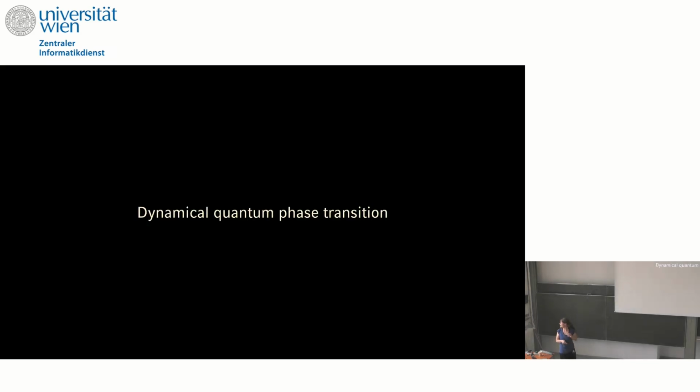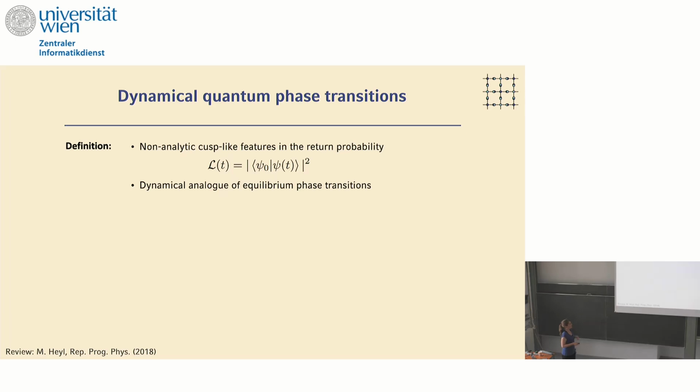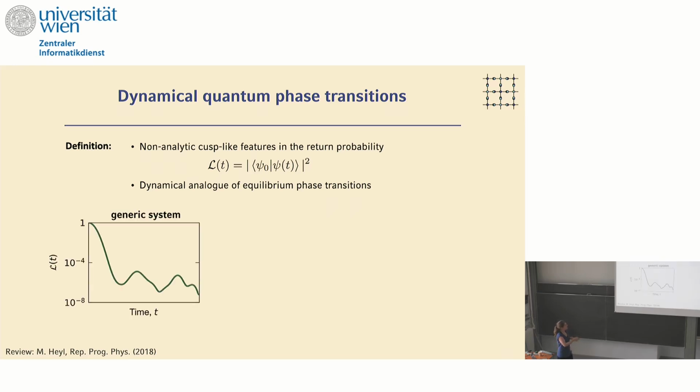Okay, so dynamical quantum phase transitions are somehow an analog of equilibrium phase transitions. So again, we look at this quantity that I've already introduced before, which is the return probability, which in our case is the subsystem return probability. And typically, if we plot this for a generic system, it just goes down as a function of time and will approach zero.